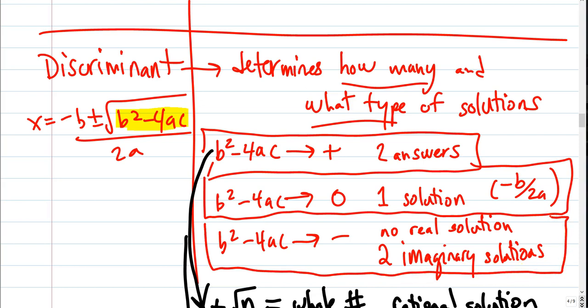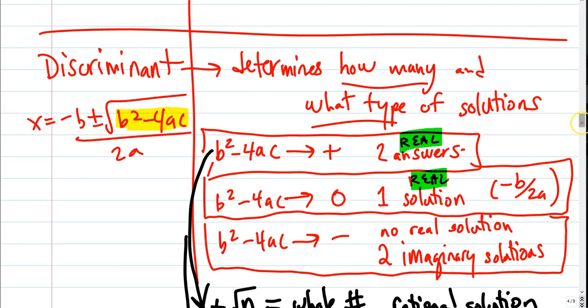Okay? So we kind of have two different sections. If it's positive or it's 0, both of these answers are very real. Even if this one, negative b over 2a, that will be also very real. But the difference is, if it's negative, we end up with no real solution or two imaginary. One other little note, if it is positive, and I'm not as big on this, if you can tell me two real, two imaginary, one real, I'm good with that, okay?